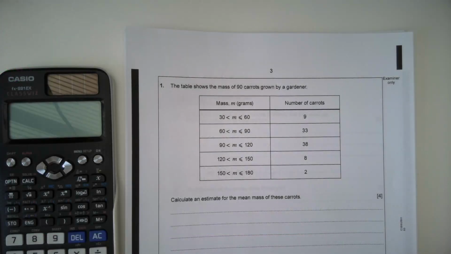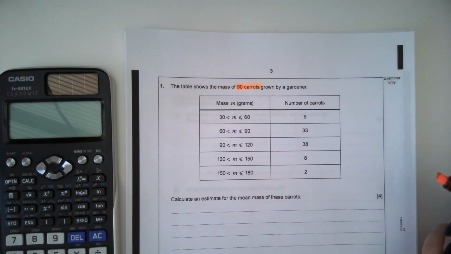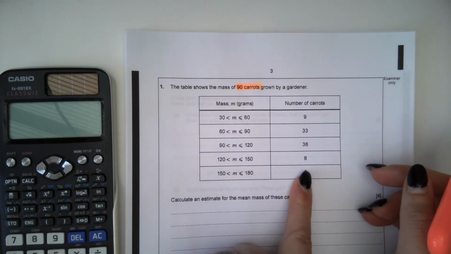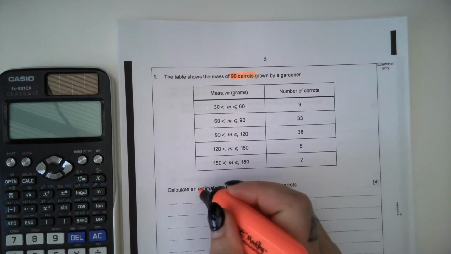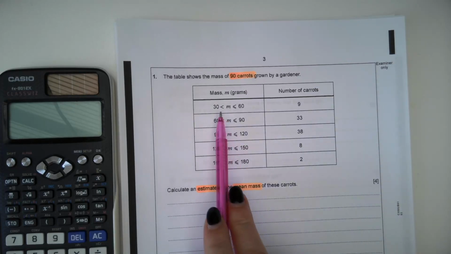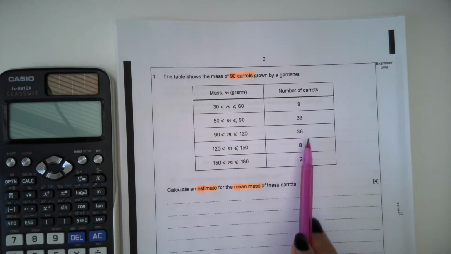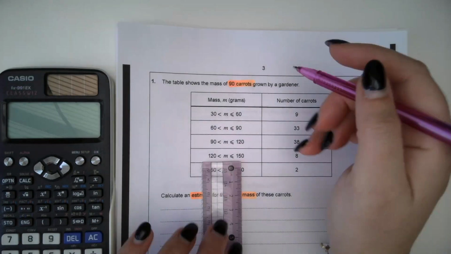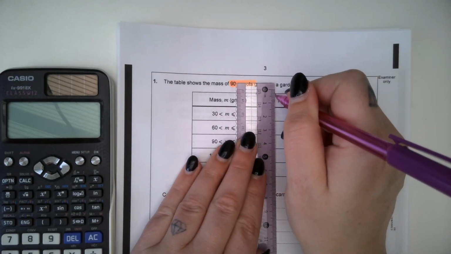Question 1. The table shows the mass of 90 carrots grown by a gardener. So we have mass in grams and the number of carrots here. Calculate an estimate for the mean mass of these carrots. So we're calculating an estimate for the mean because we have ranges of values that these could be, not exact values. So what I need to work with here is my midpoint.